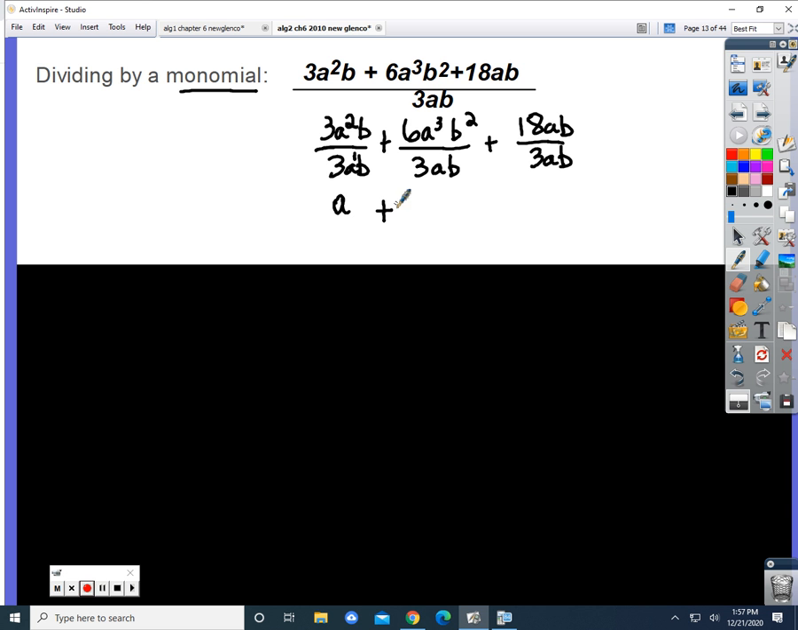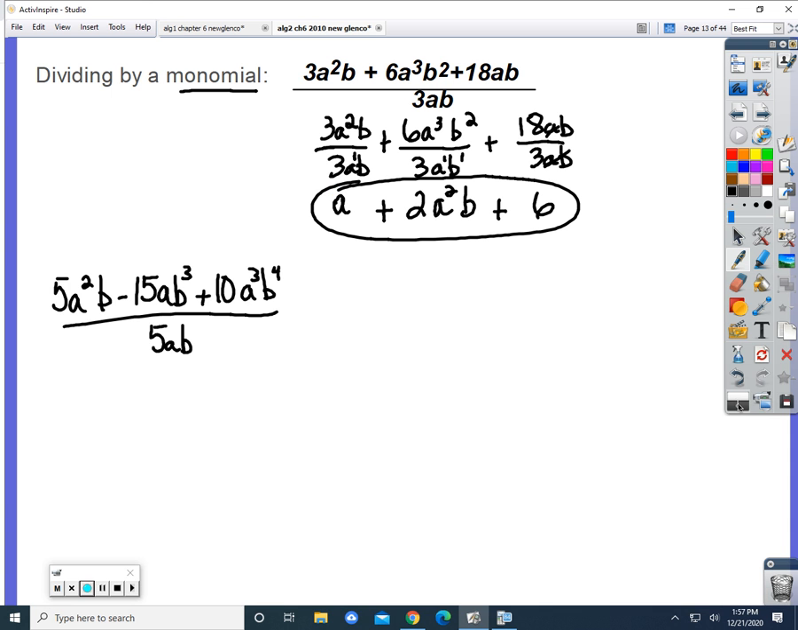Now the middle one. 6 divided by 3, 2. A cubed over a the first. You're going to subtract and get a squared and write it on top. And then this is b squared over b the first. Subtract and you get b to the first. And the last one, everything cancels on the a's and the b's, and you divide this out and get 6. So the answer looks like this. So when you're dividing by a monomial, split it up into individual problems.